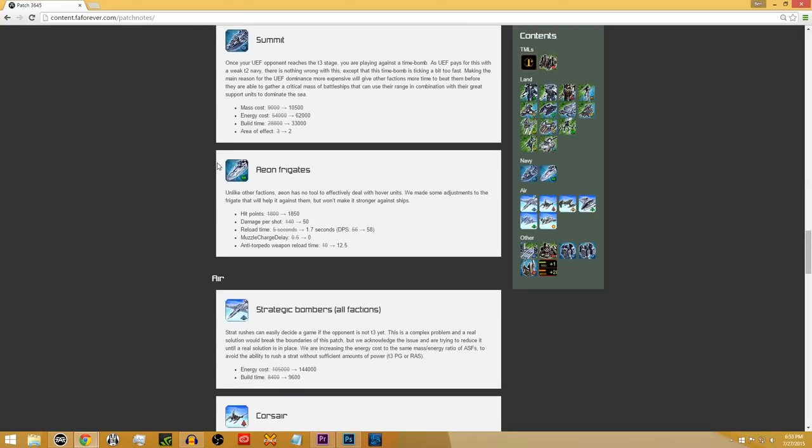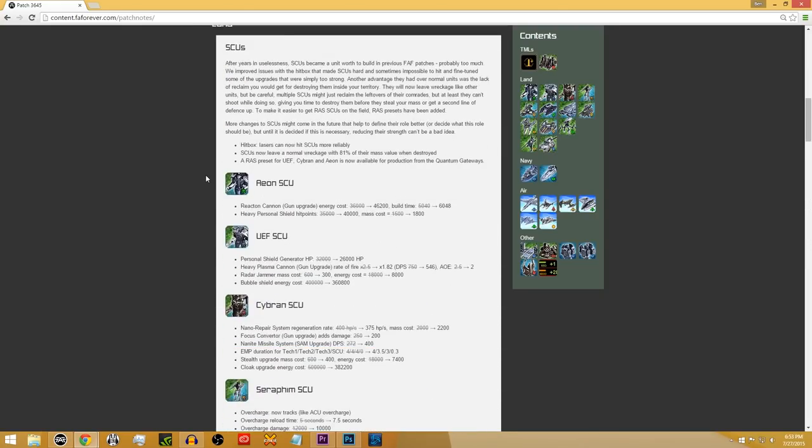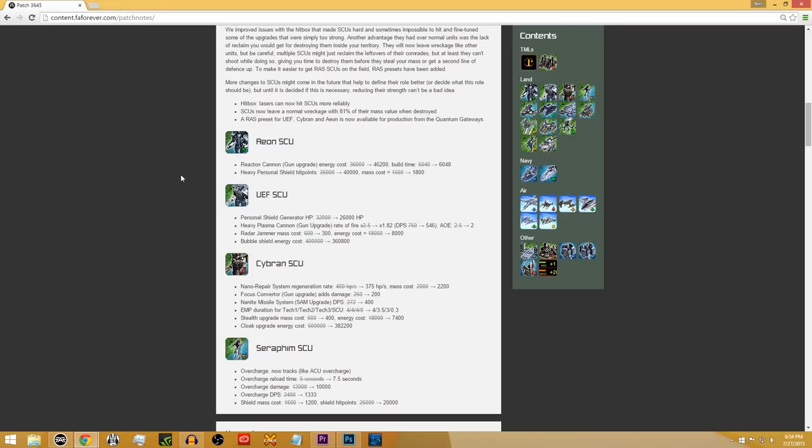Additionally, there's now a resource allocation preset on the Quantum Gateway, but by the same token, the adjacency bonus was decreased for Quantum Gateway. So that means you can't get overpowered eco by building resource allocation presets off of a Quantum Gateway next to 2 mass extractors with mass fabricators all the way around it. So that is not going to be overpowered.